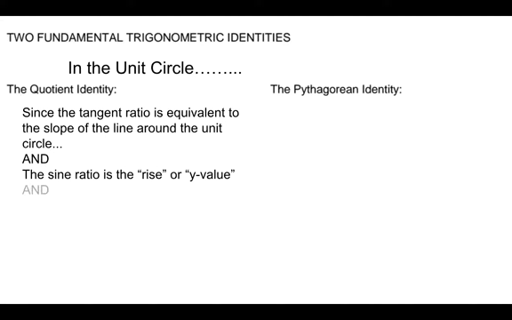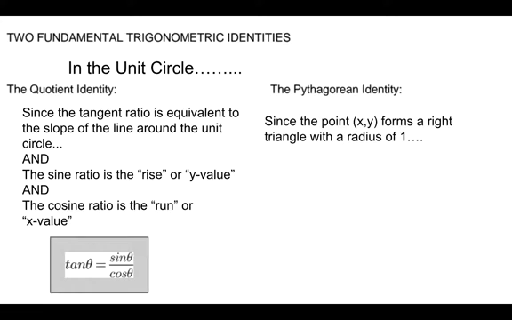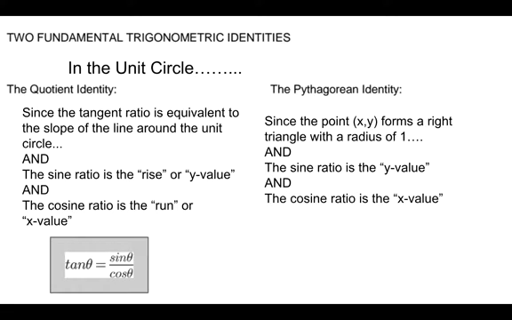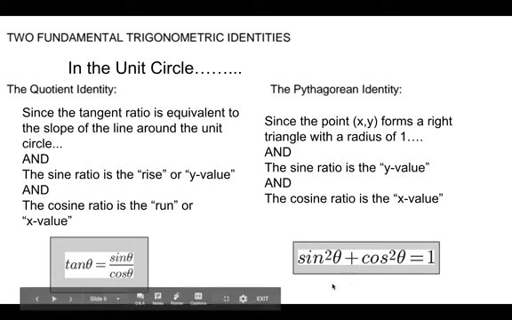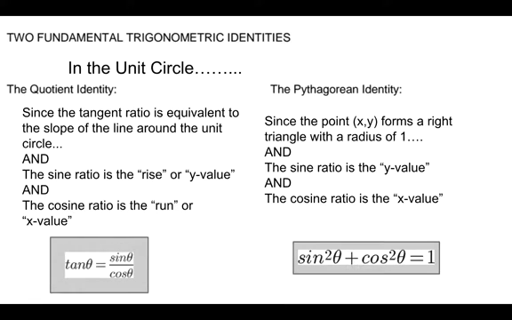So then, since the point x, y forms a right triangle with a radius of 1, and the sine ratio is the y value and the cosine ratio is the x value, then x squared plus y squared is 1, or y squared plus x squared is 1. Sine squared plus cos squared is 1. I don't know why we don't write cos squared plus sine squared. It doesn't really matter. X squared plus y squared is 1 squared, which is just 1. And that's true for everything.